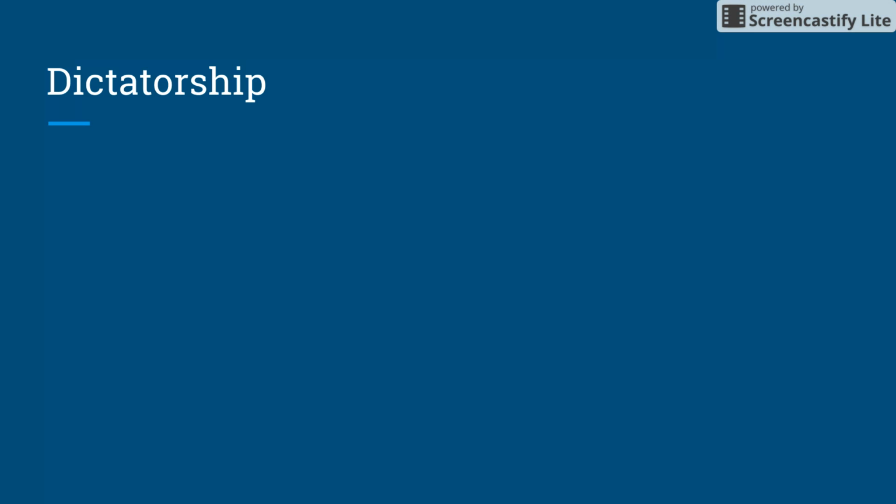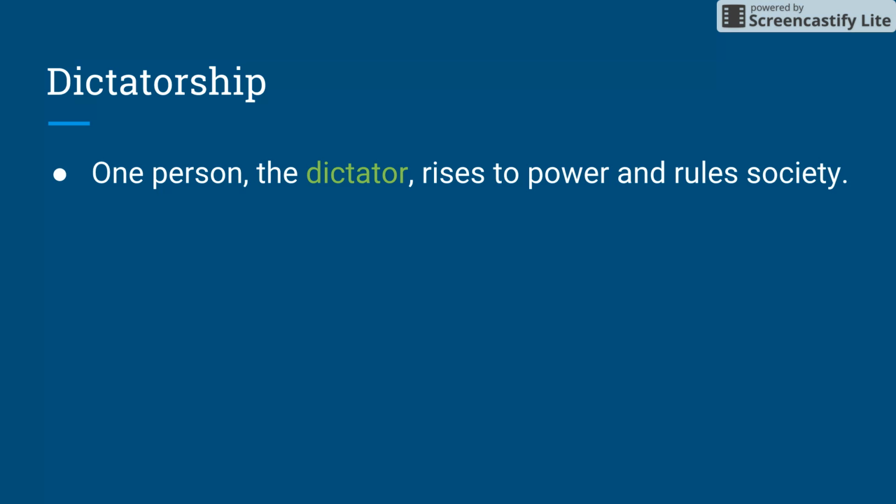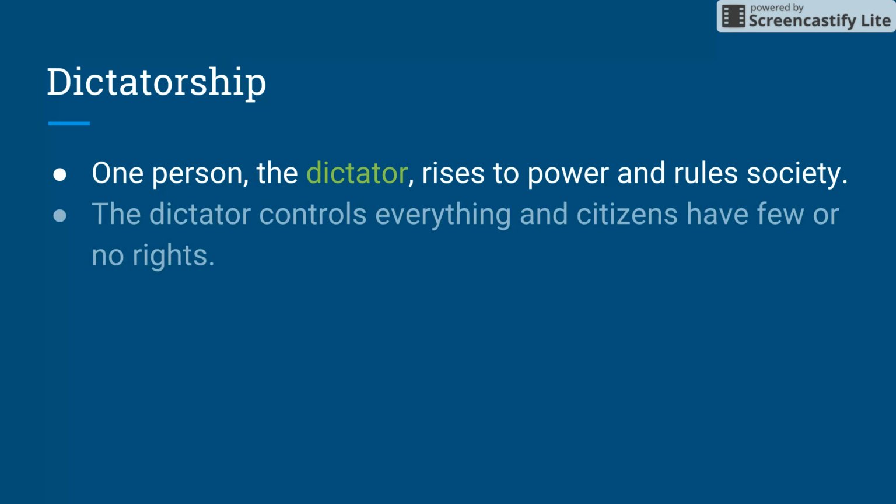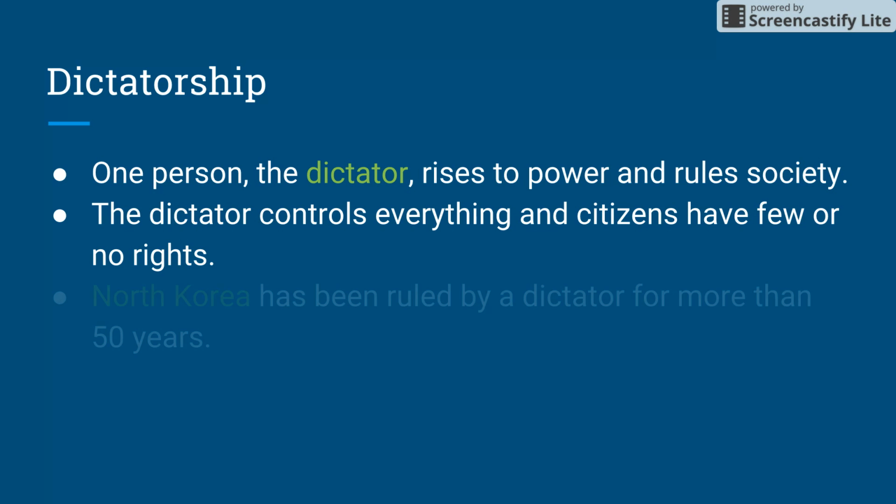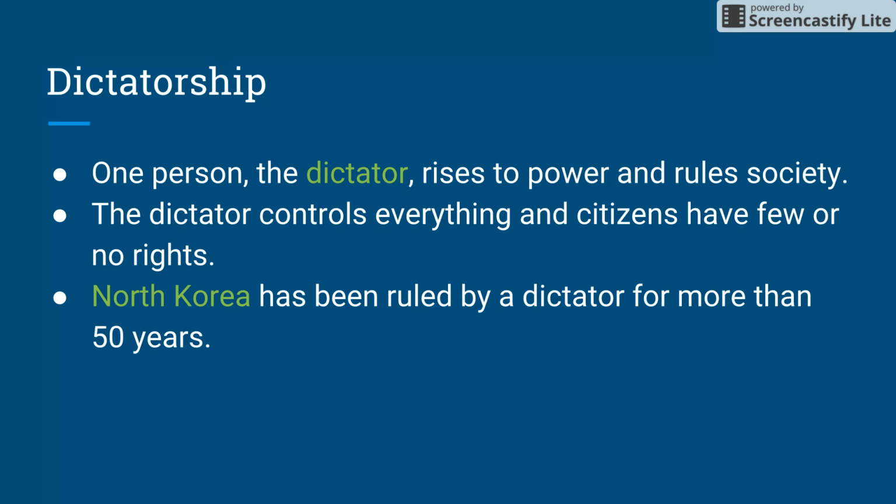Next, we will look at dictatorship. In a dictatorship, one person, the dictator, rises to power and rules society. The dictator controls everything, and citizens have few or no rights. North Korea has been ruled by a dictator for more than 50 years.